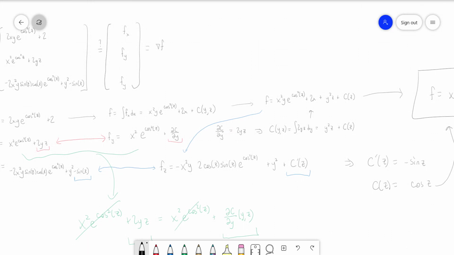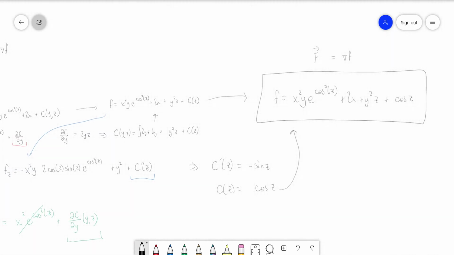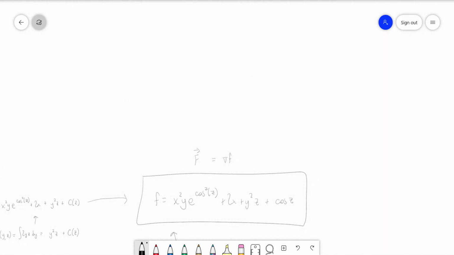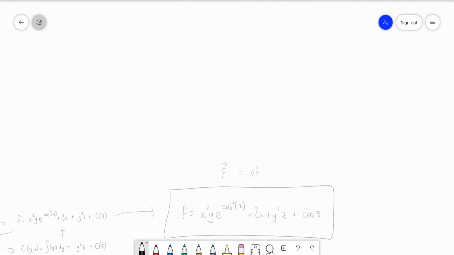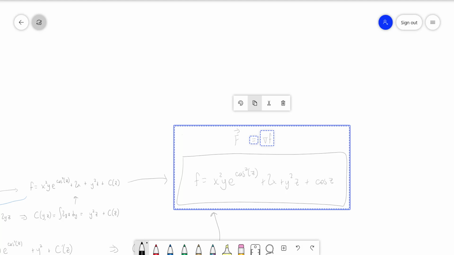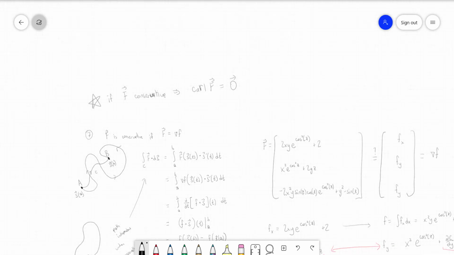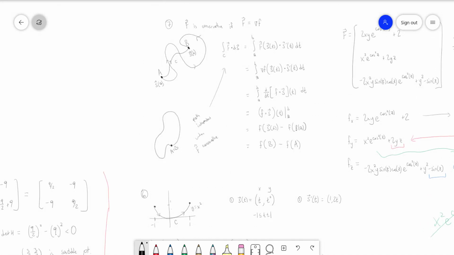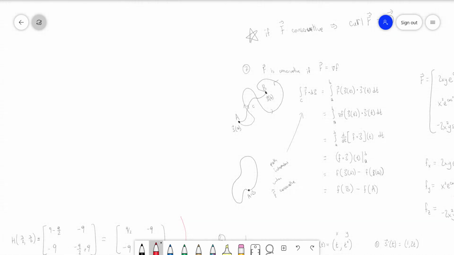I suspect if you have a problem like this, computing a line integral of such a complicated vector field, it's probably set up to be conservative, okay? Because otherwise the integral would be horrendous to try to compute. Okay, but since we have this result, let me copy it for the moment. All right, so I'll just paste it over here real quickly.